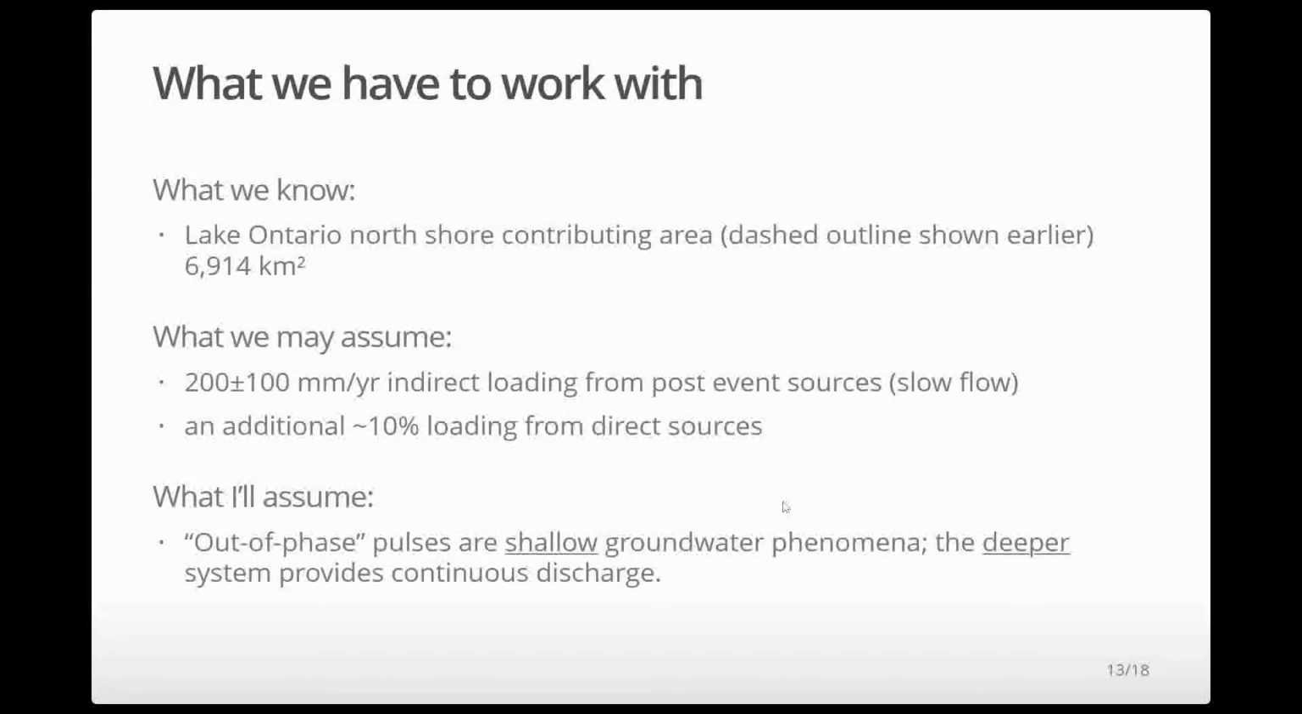So good. Now we can move on to our chloride loading estimates. So we know we have a 7,000 square kilometer contributing area. Let's assume that 200 plus or minus 100 millimeters of indirect loading is occurring, and then an additional 10% of those loadings come from direct sources. I'll also reiterate from above that those out-of-phase pulses are a shallow groundwater phenomenon, and that we're only really considering the deeper system that provides a continuous long-term discharge.